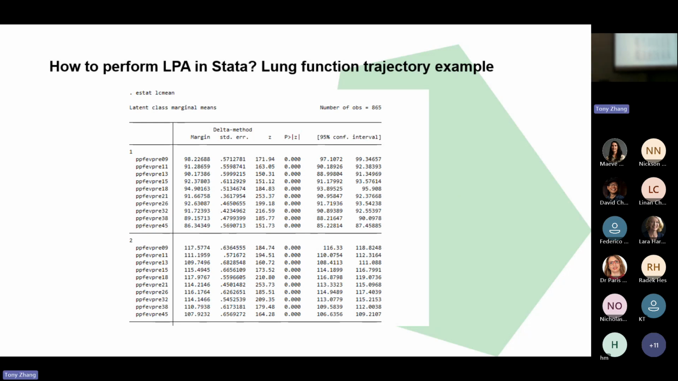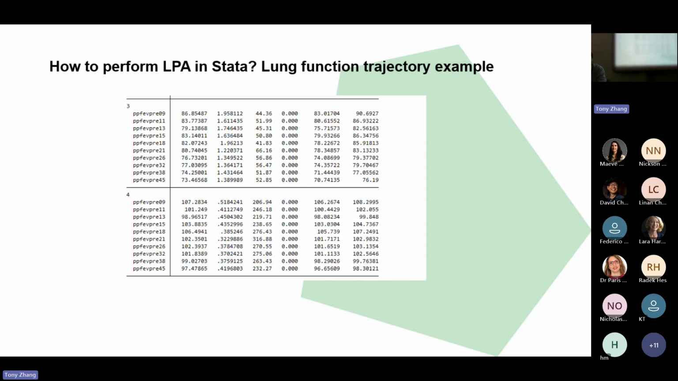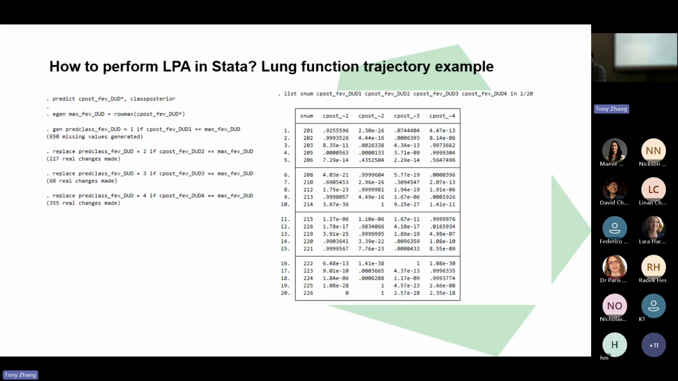And these are the estimated means for each item in each class. So now the interpretation is that, for example, for the study members in class 1, on average, the percentage predicted lung function at age 9 is 98%. That's the way we interpret the data. These are the results for class 3 and 4.